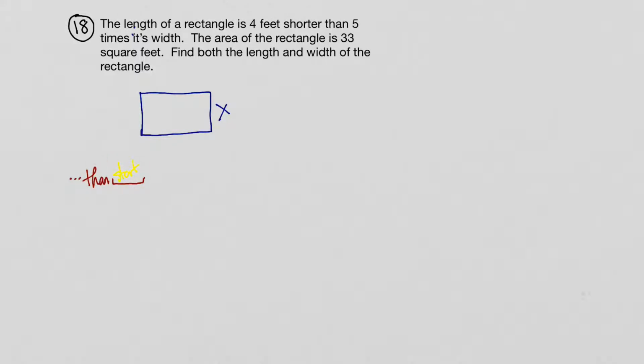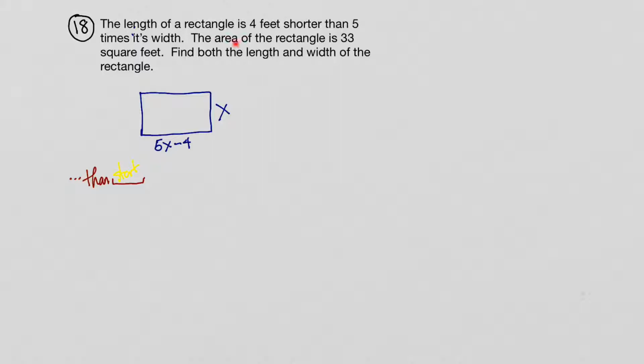And what this tells us is that the length is 4 feet shorter than, now there's that than, so here's where I start. And just write what you read, 5 times the width. Now the width is x, so 5 times the width is 5x, right, but then it also says it's 4 feet shorter. So 4 feet shorter, so we have to subtract a 4. So now I've got the length and the width. And now let's move on.